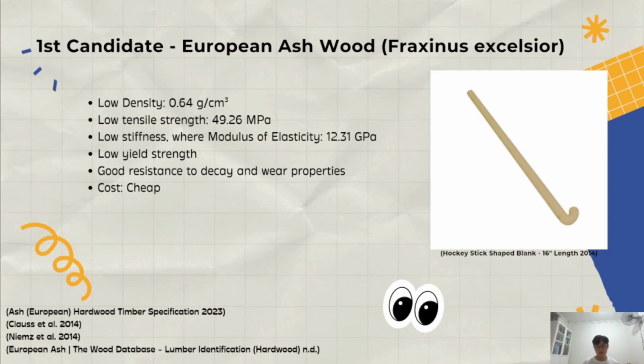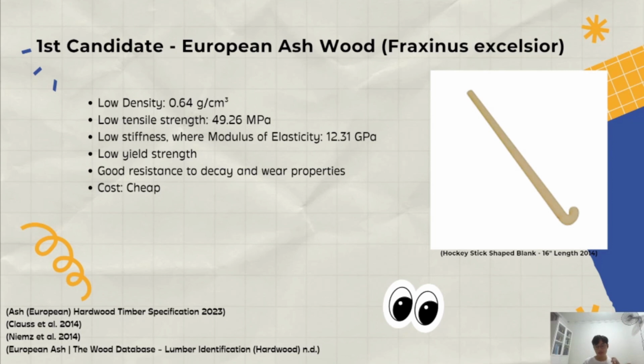The material also has a low modulus of elasticity of 12.31 gigapascal, which translates to a lower shaft stiffness and reduced energy transfer. Its yield strength is also low, meaning it deforms easily under high stress. European ash does exhibit a good natural resistance to decay and wear, contributing to its longevity. European ash is also cheap, making it affordable for players who don't have enough budget.